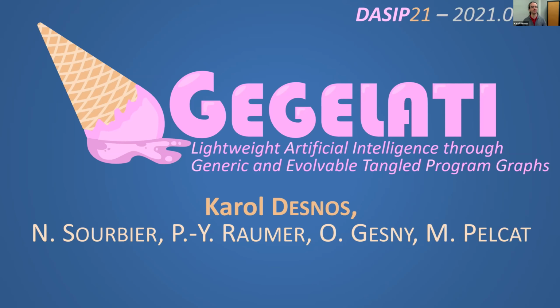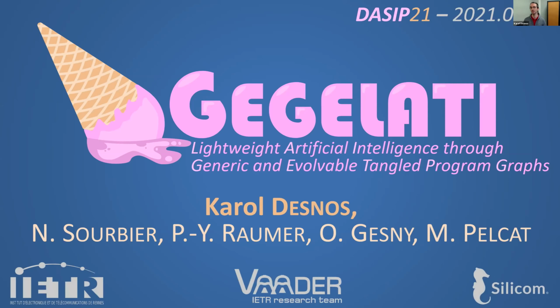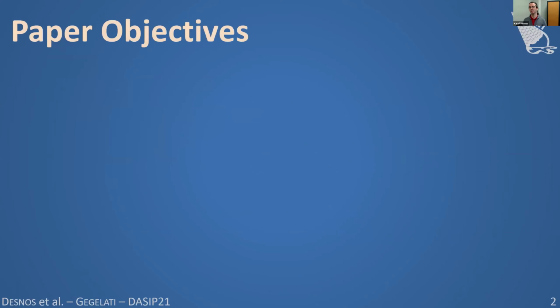The title of the paper is Lightweight Artificial Intelligence through Generic and Evolvable Program Graph. This work was realized in collaboration between INSA, the IETR lab, and the Silicon company in Rennes, France. So what are the three objectives of the paper?